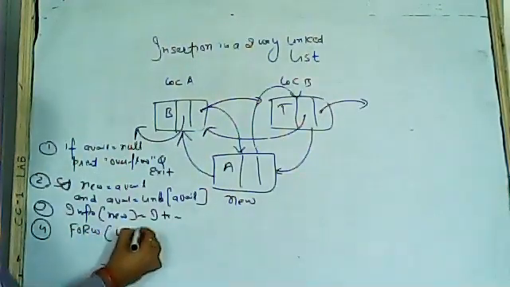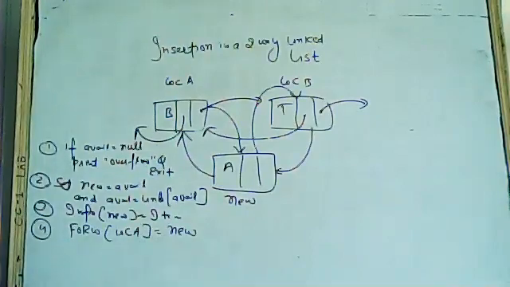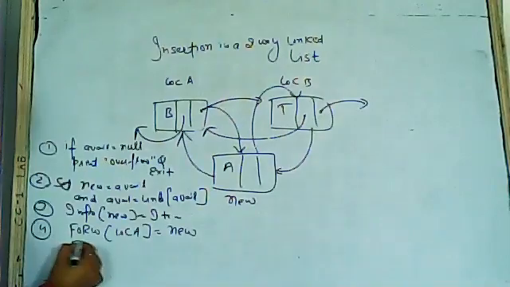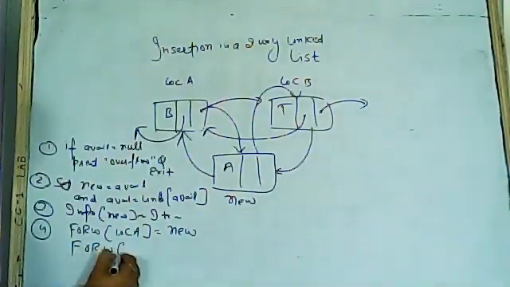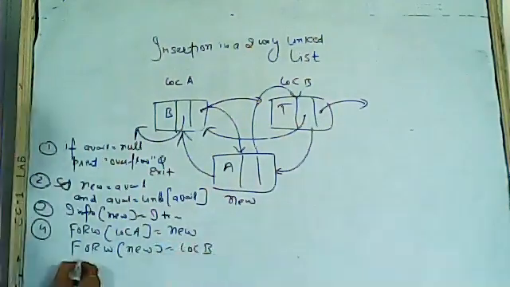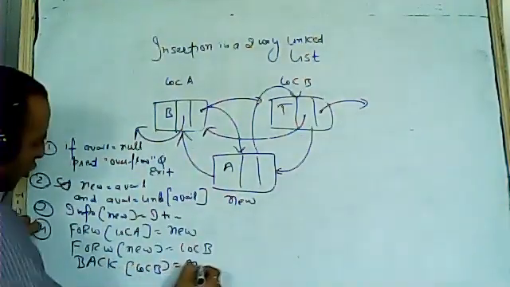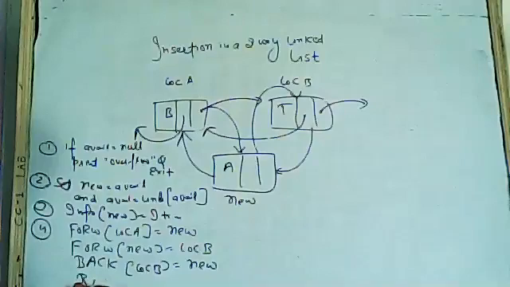What will be the forward of location A? New. Location of new, new. And what will be the forward of new? Location B. What will be the backward of location B? New. And what will be the backward of new? Location A.